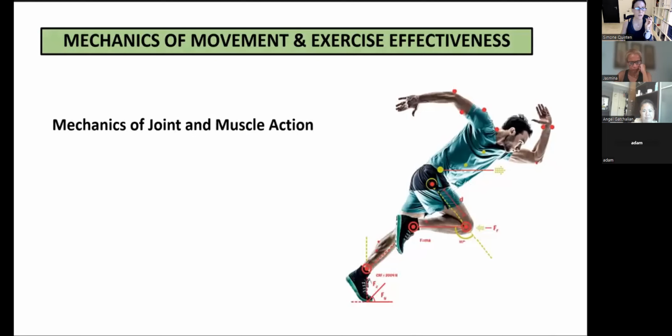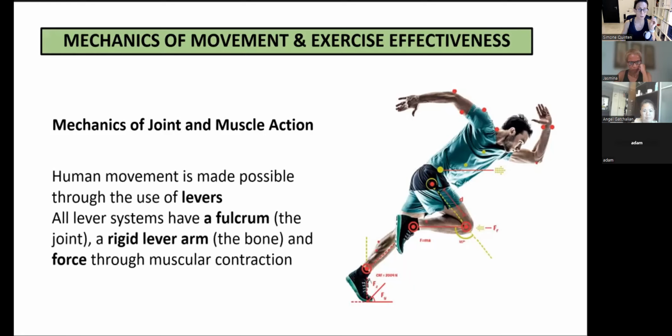Okay, so now the mechanics of joint and muscle action. So we can move because levers make it possible for us. It's actually physics, repetition of what we did in physics. Human movement is made possible through the use of levers. All levers have a fulcrum, which in our human body would be the joint. You have a rigid lever arm, which is the bone, and then you have the force through your muscular contraction.